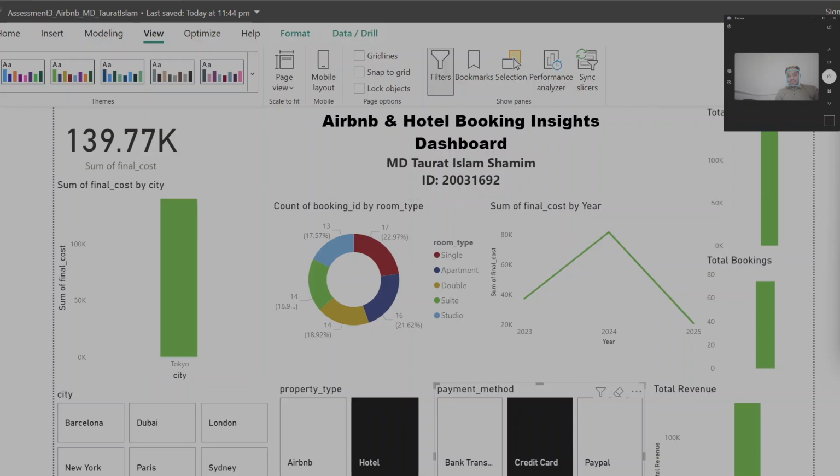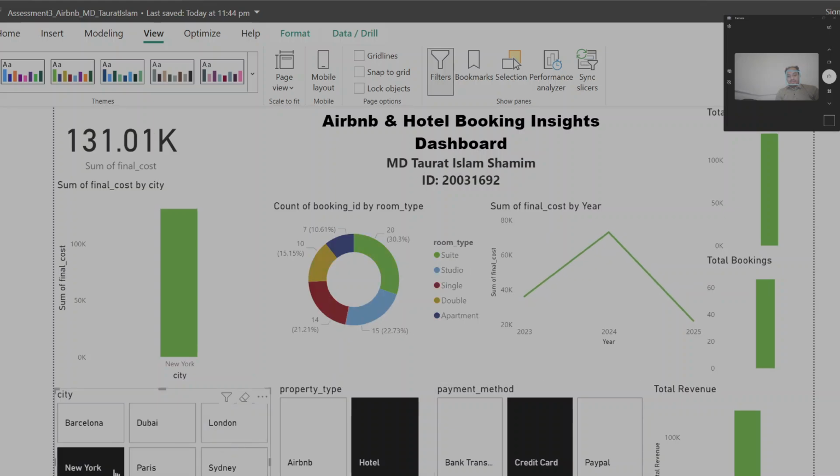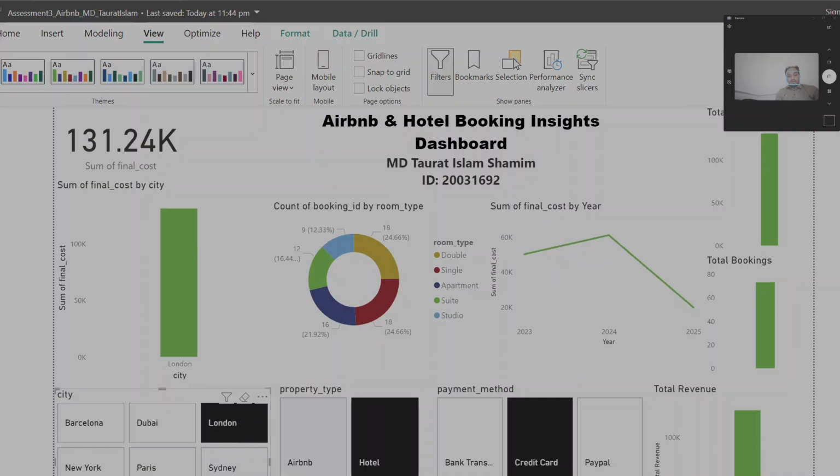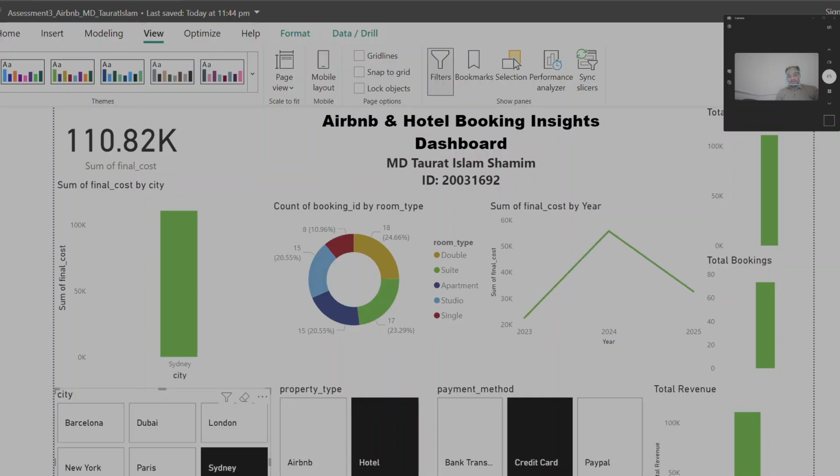It has several parts. A KPI card that shows total revenue in a big number. A bar chart that shows how much revenue comes from each day. A donut chart that shows which room types are most booked. A line chart that shows how revenue changes year by year. And at the bottom, I added slicers for city, property type, and payment method. The design is simple but clear. All visuals are connected, so when I use a slicer, everything changes together. This makes it easy to look at the data from different angles.